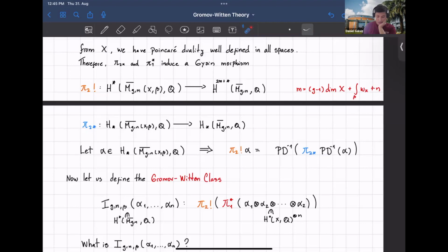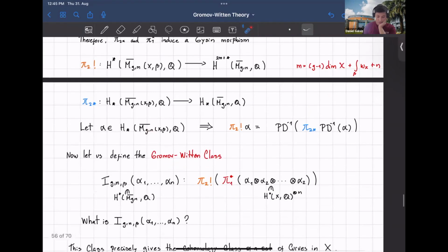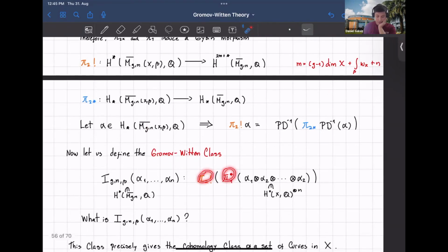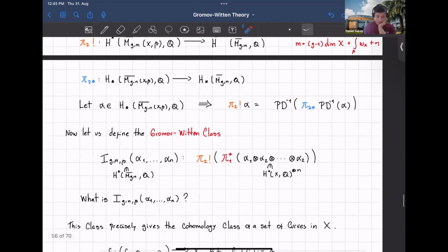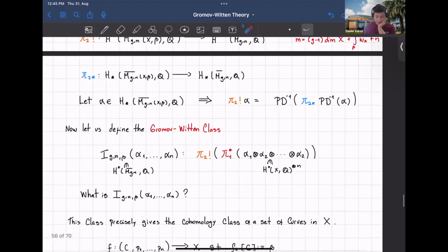And then you apply all these maps that I already defined. So what is this doing? What is this Gromov-Witten class? This precisely gives the homology class of a set of curves in X. It's giving topological information of these curves when you embed them.